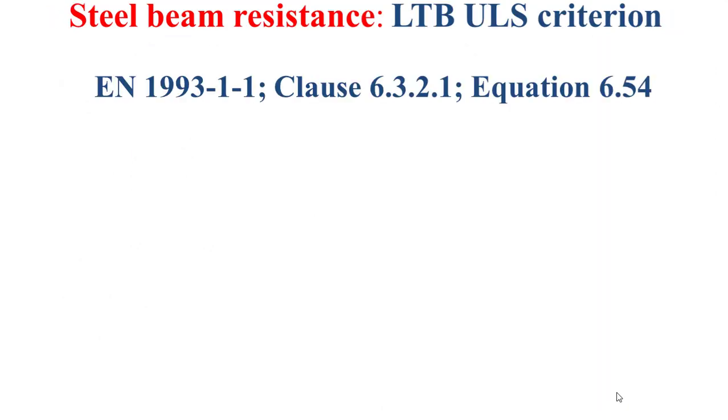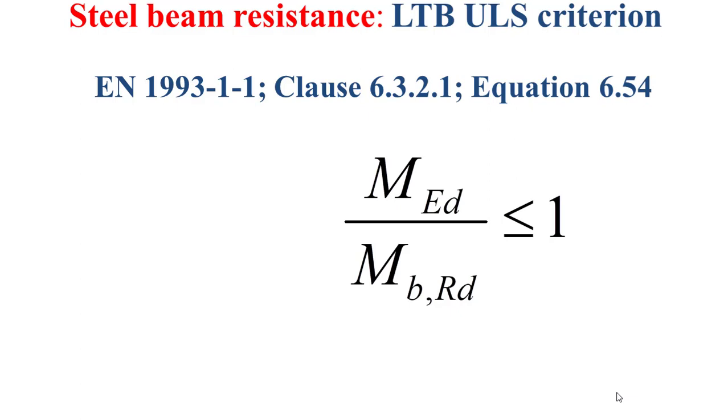Now, based on the Eurocode 3 standards associated to the European Standards 1993, the ultimate limit state criterion associated to the lateral torsional buckling is expressed as MEd, which is the design moment, divided by MbRd, which is the design buckling resistance moment, is lower than 1. This means that the design moment should not exceed the design buckling resistance moment.